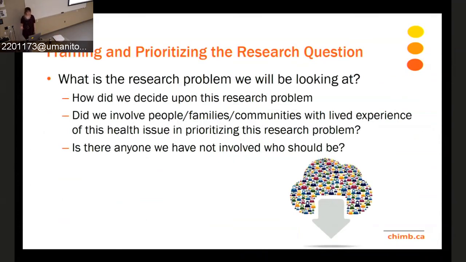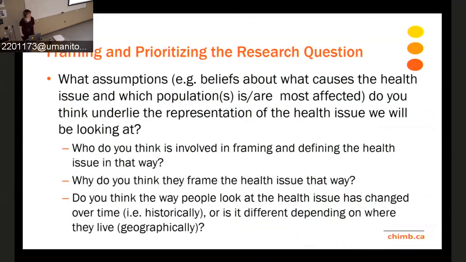Is there anyone we have not involved who should be involved? What assumptions, and by assumptions I mean beliefs about what causes the health issue and which populations are most affected, do you think underlie the representation of the health issue that we're going to be looking at? Who do you think is involved in framing and defining the health issue that way? Why do you think they frame the health issue that way?